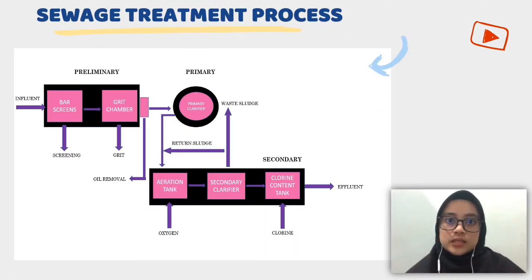This is the sewage treatment process. The sewage treatment process refers to the process of removing contaminants, microorganisms, and other pollutants from the wastewater. There are three stages in this treatment, which include pre-treatment, primary treatment, and secondary treatment. Pre-treatment consists of screening and the grit chamber. The primary treatment consists of the primary clarifier, and the secondary treatment consists of the aeration tank, secondary clarifier, and chlorine contact tank.